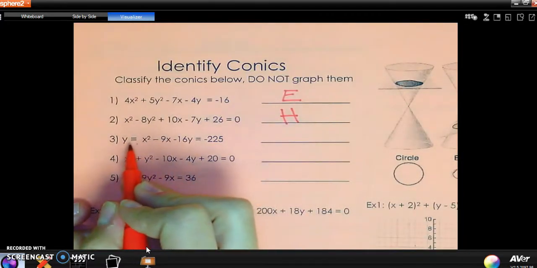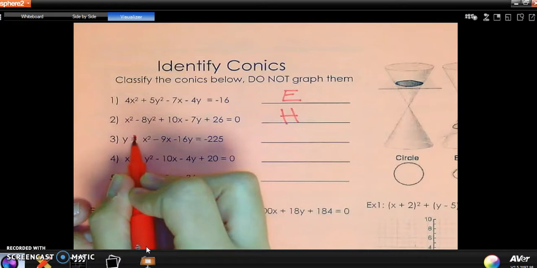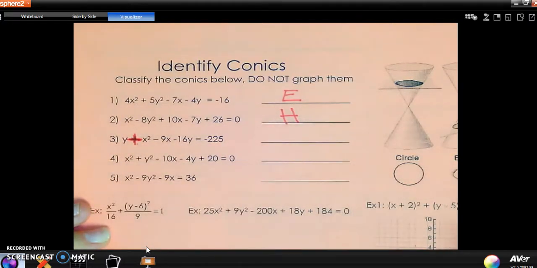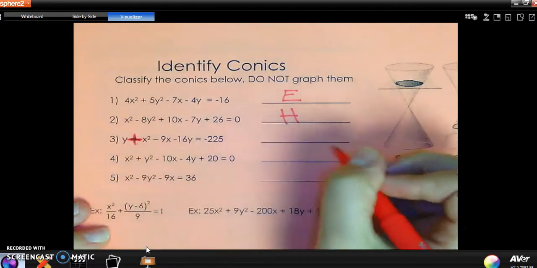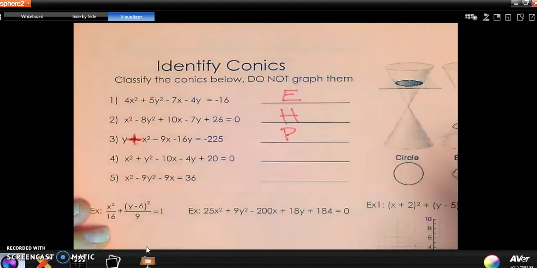In this one, I think there was a typo. I think we wanted this to be a plus sign there, so go ahead and fix that. That was a mistake. Apologies for that. So if you've got this, there's not two squared terms. There's only one squared term, so that tells you it's a parabola. And again, sorry about that typo.